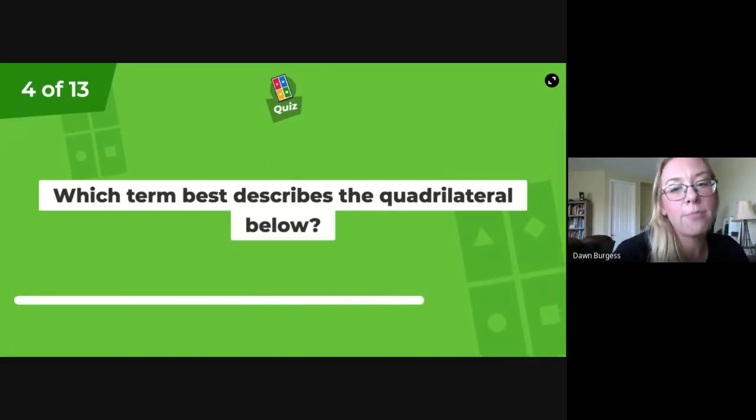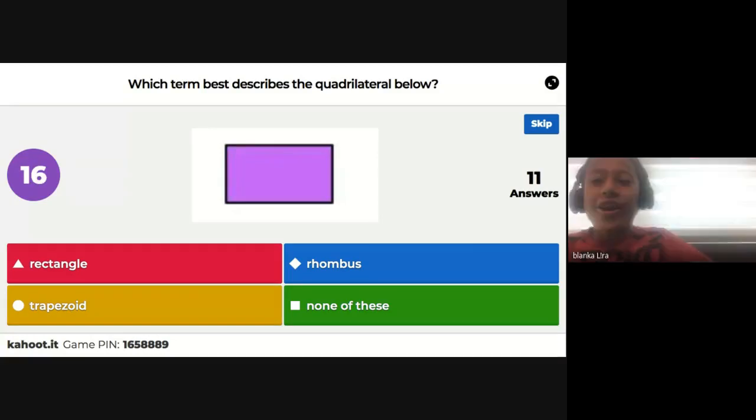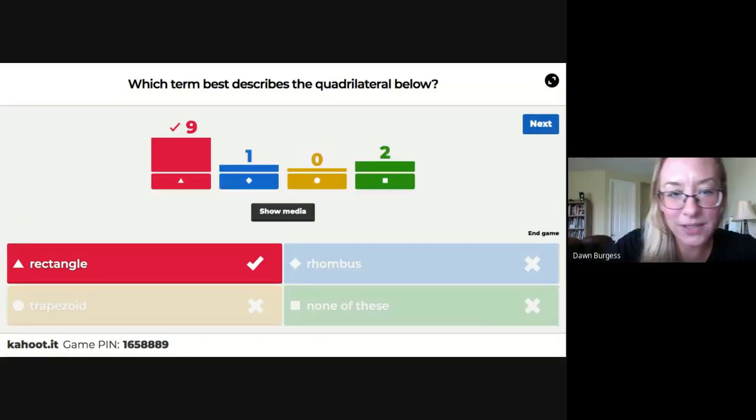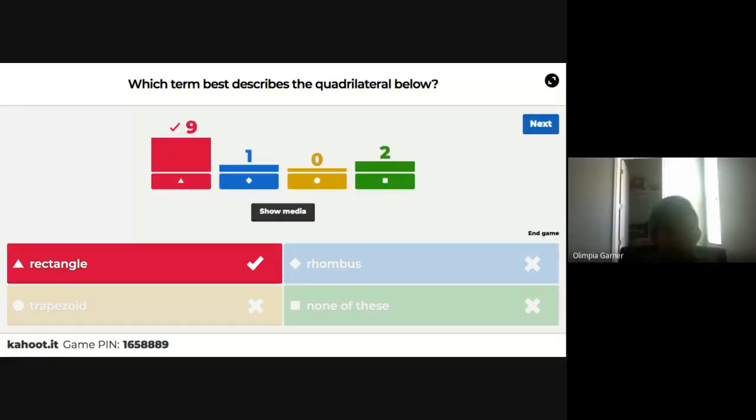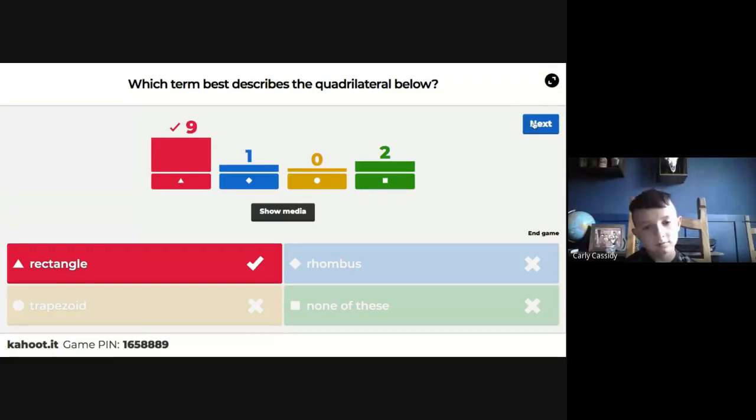Which term best describes the quadrilateral below? Okay, so which term is the best one to use for this quadrilateral? Did I pick the wrong one? I just find it easy because you're smart. I got it wrong. I thought it was a square. Yeah. Yes. I got it. None of you guys got rectangle. Good job.